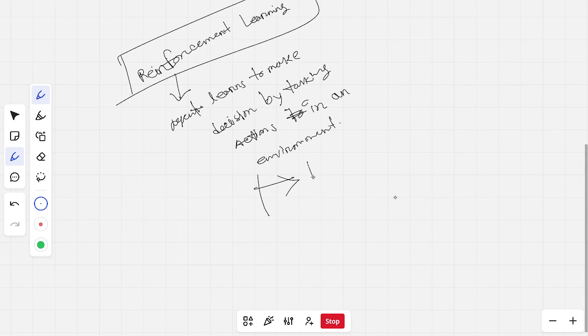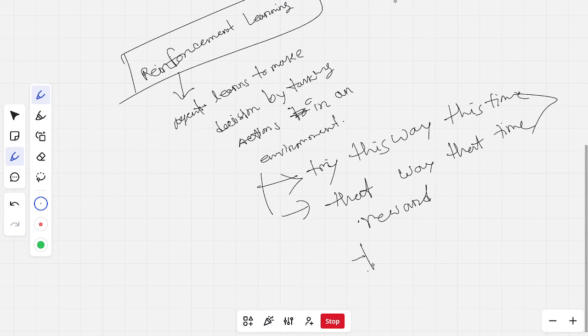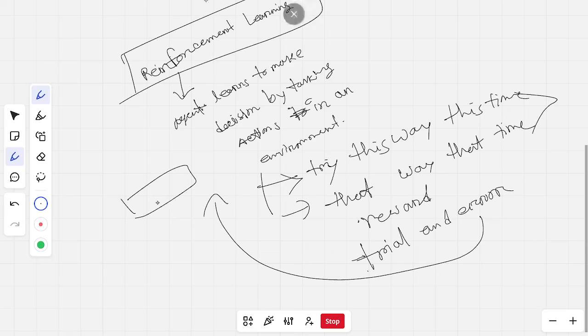So it is like you try this way this time, and that way that time. Then you learn from this in which way you can get more reward. So mainly it's like trial and error. In this way, the computer takes a decision. Then it is called reinforcement learning.